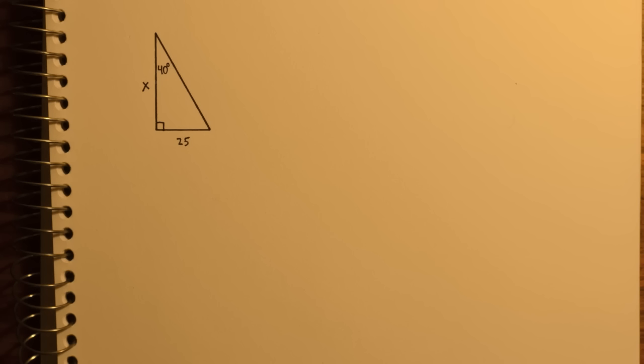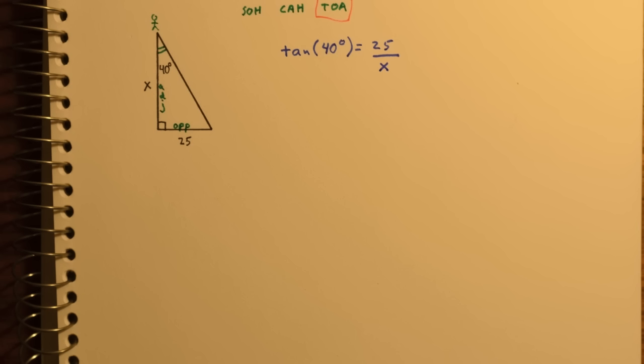Let's try another example then. Here we have a 40 degree angle, 25 unit side, and x. So our angle of reference up top there, wait, why is that the angle of reference? The reason that's the angle of reference is it's the only angle that we know that isn't the 90 degree angle. So in this case, we know the opposite. We want to solve for the adjacent leg. We'll use the tangent function. So the tangent of the angle is opposite over adjacent.